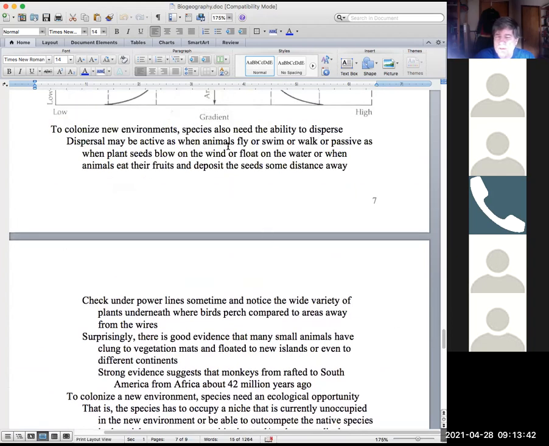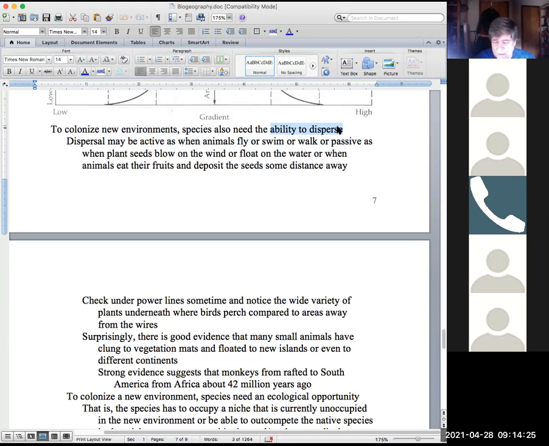When we look at organisms moving to new environments, like those pioneer species we saw earlier, what's crucial here is the ability to disperse. Disperse is to move out, move apart. So dispersal can be active. We find birds in a lot of different areas where the original population didn't start. Why? Because they can fly. They can fly over mountains, over deserts, and over large bodies of water like oceans or the Great Lakes.